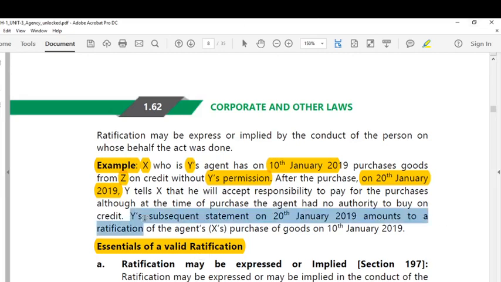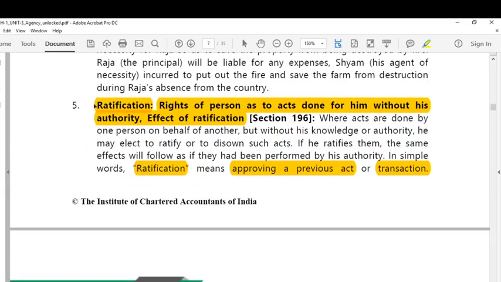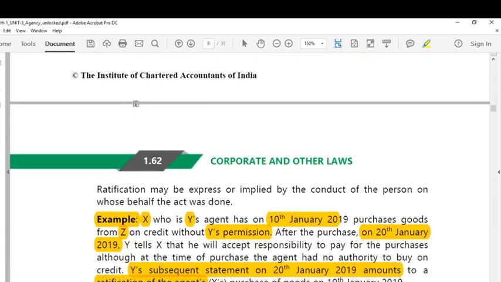So, Y's subsequent statement on 20th January 2019 amounts to a ratification of the agent's purchase of goods on 10th January 2019. So thereby what happened? The agency has arisen because of the ratification. So it is an agency by ratification. It is called an agency by ratification.